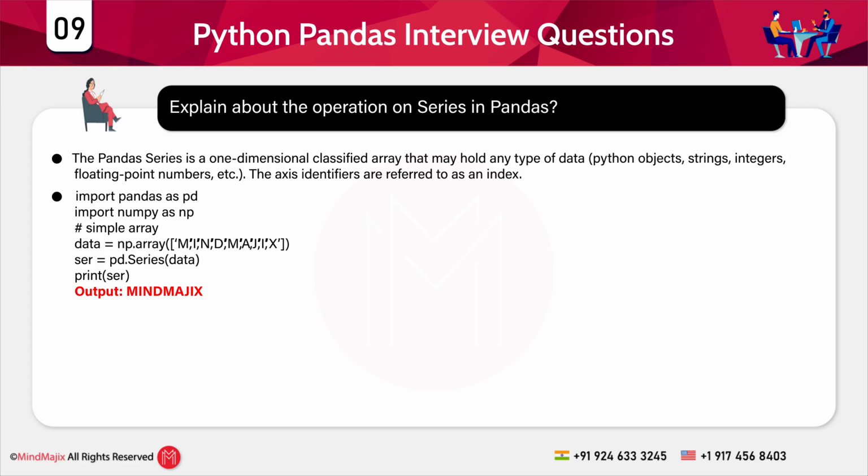Just to give you an example, we have written a few lines of code here: import pandas as pd, then import numpy as np, and then we create a very simple array. The name of the array is data. In this we add np.array, and these are the elements of the array. In single quotes we have specified capital MINDMAJIX. So basically these are the elements of our array, and here we are creating a series in the variable ser using pd.Series, and inside this we specify this array called data.